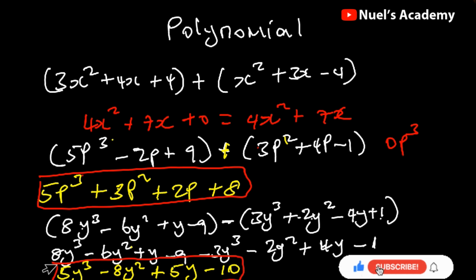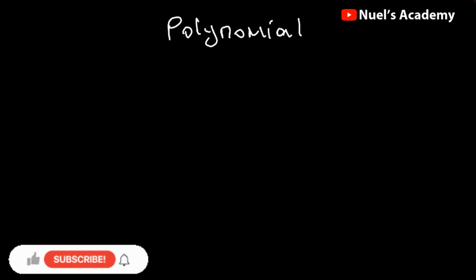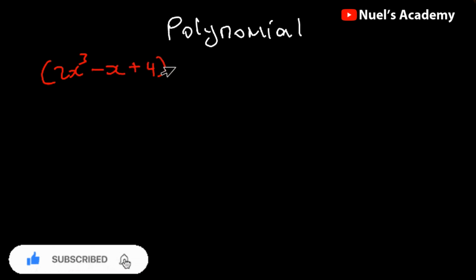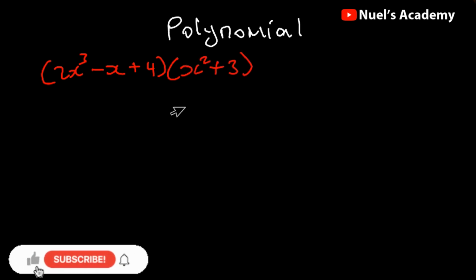Let's go ahead and discuss multiplication of polynomials. If you have 2x cubed minus x plus 4, I want to multiply it with x squared plus 3. So what we're going to do here is to take each term here and multiply it with each term in the second parenthesis.